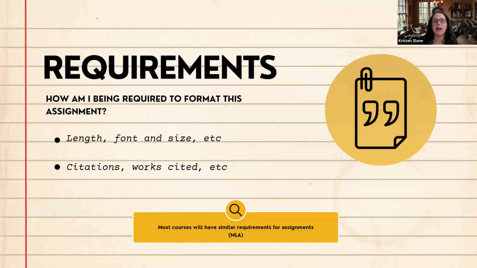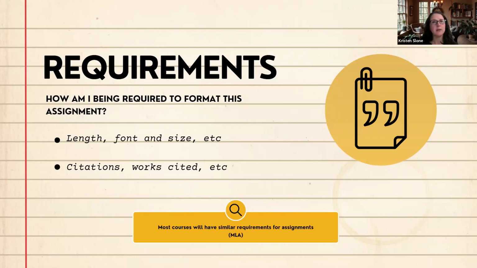And then we've got requirements, okay? So the requirements of an assignment, how am I being required to format, right? We just talked about format. Requirements are going to talk about length, font, size. You're going to see, by and large, in your LBC courses, Times New Roman size 12. Length is going to vary according to the type of assignment.